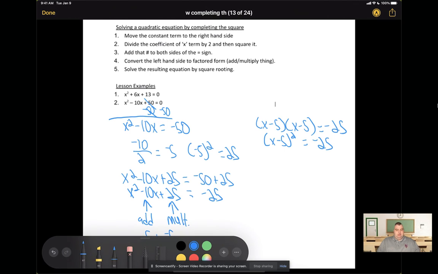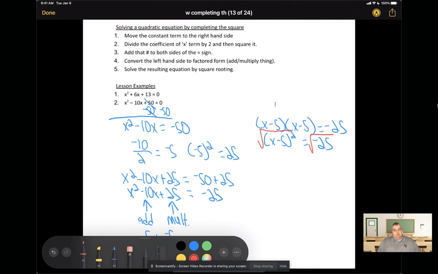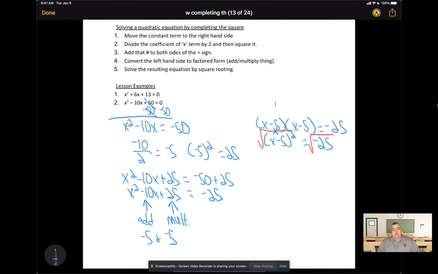Step 5, solve the resulting equation by square rooting. So square root both sides. Just like before, the square root is going to cancel out the squared, and that's going to leave me with x minus 5. On the right-hand side, the square root of negative 25 is going to be positive and negative 5i. Remember, we treat it as if it were a positive square root and tack on an i at the end. So if it were the square root of 25, it would be plus and minus 5. So the square root of negative 25 is going to be plus and minus 5i.